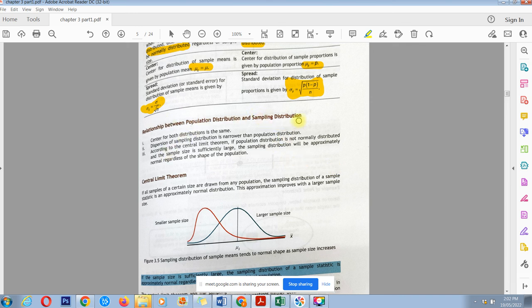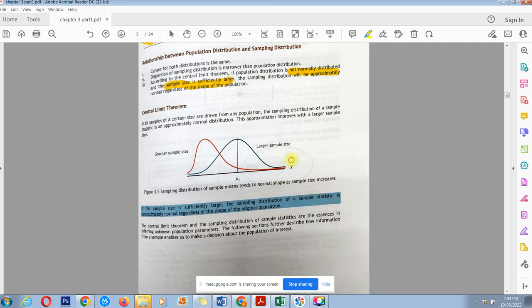Okay, the relationship between the population distribution and the sampling distribution: the center for both distributions is the same. The dispersion for the sampling distribution is narrower than the population distribution. According to the central limit theorem, if the population distribution is not normal and the sample size is sufficiently large, the sampling distribution will be approximately normal regardless of the shape of the population. So that is the theory. We have the central limit theorem.